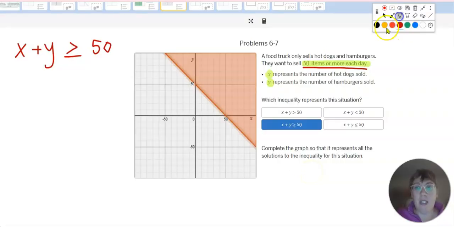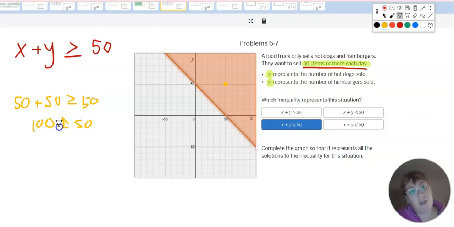If we plugged in 50, 50, right, we would get 50 plus 50 greater than or equal to 50, which, yes, that gets us 100, which is greater than or equal to 50. Check.